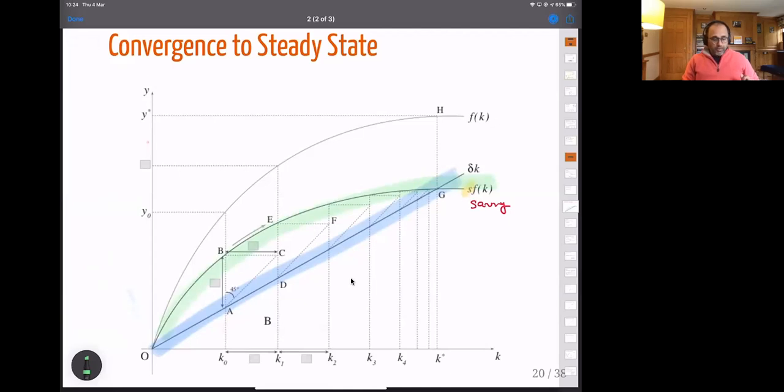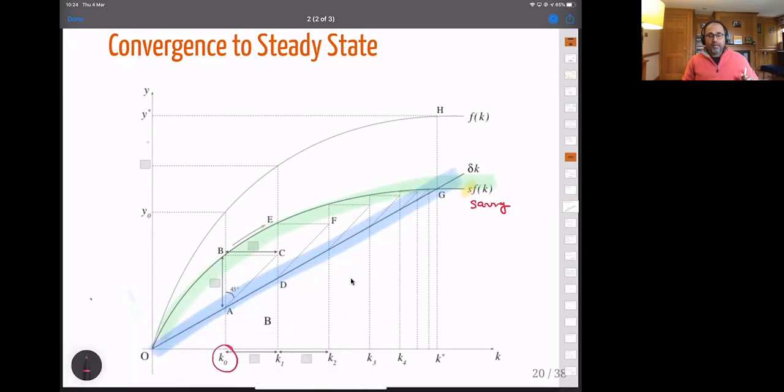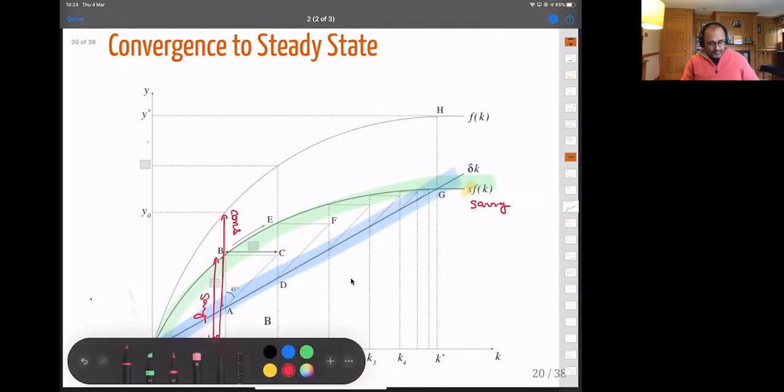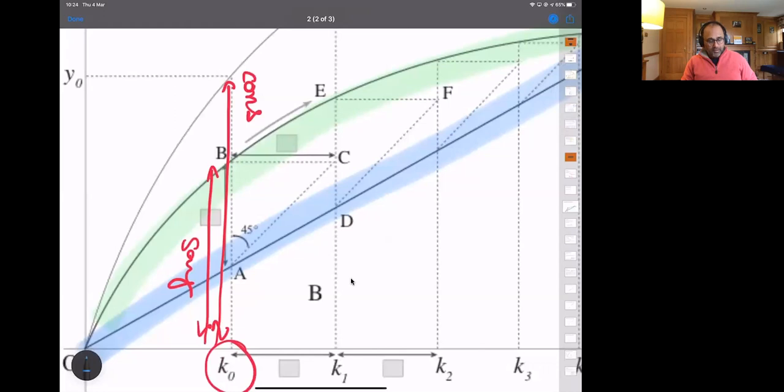Okay, so in this economy, let's say you start from K0 capital. At K0 level of capital, the total output of the economy is this. This here becomes consumption, and the rest here becomes saving. Now within saving, we have two components.